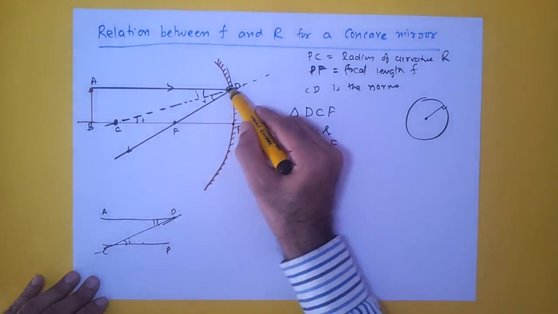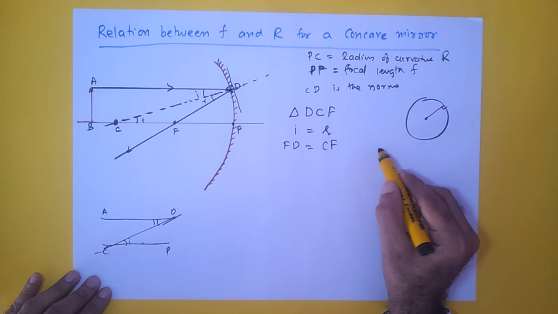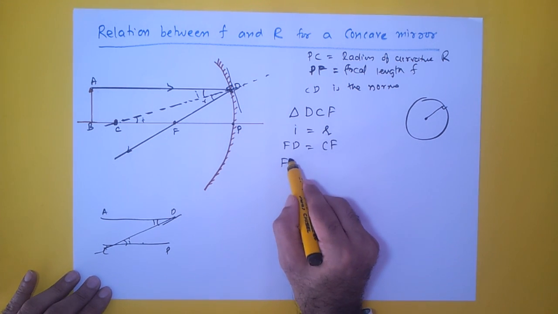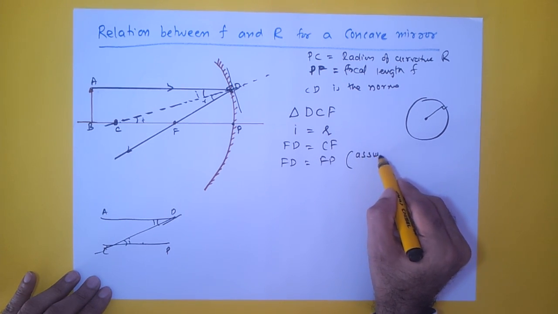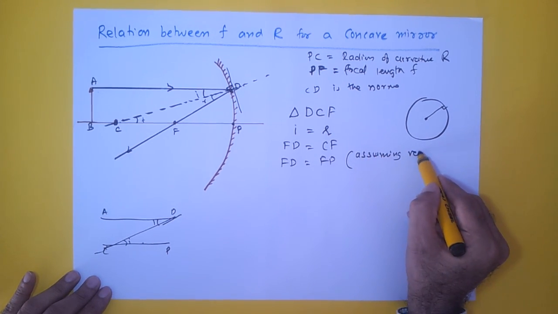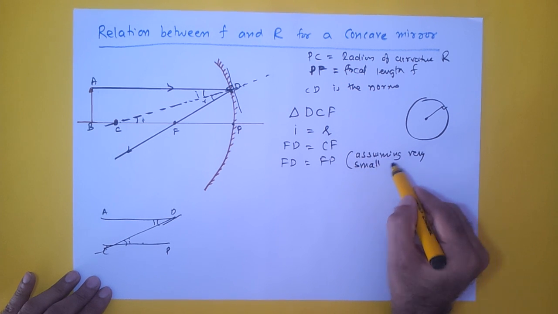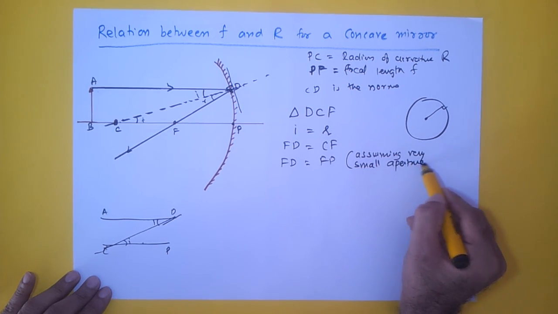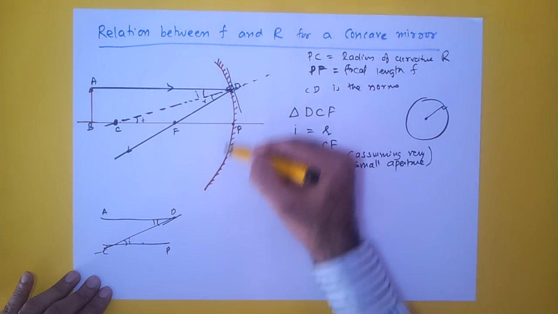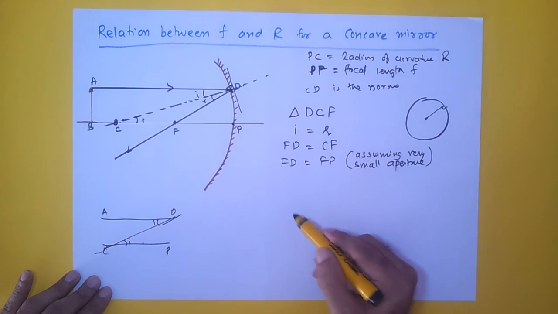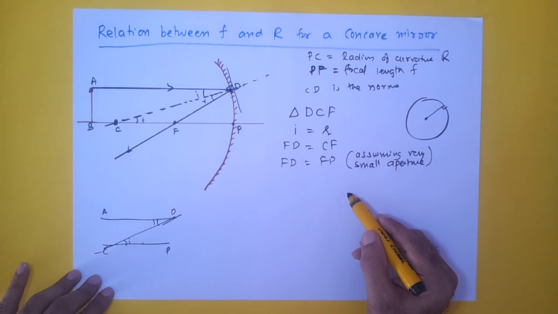Now, if I look at FD, right, this side, FD, I can consider FD is equal to FP, assuming very small aperture of the mirror. I am assuming this mirror is extremely small. The aperture is very, very small. Therefore, FD is equal to FP. Let me explain.